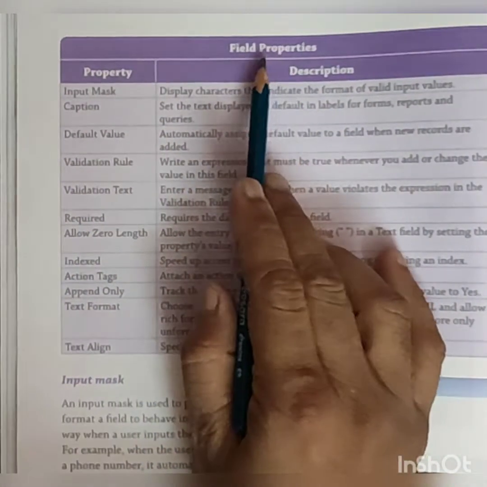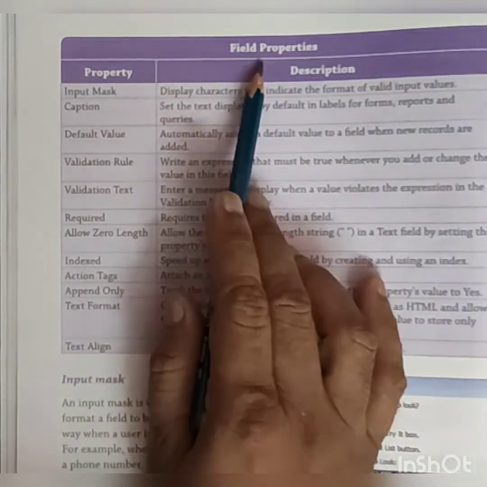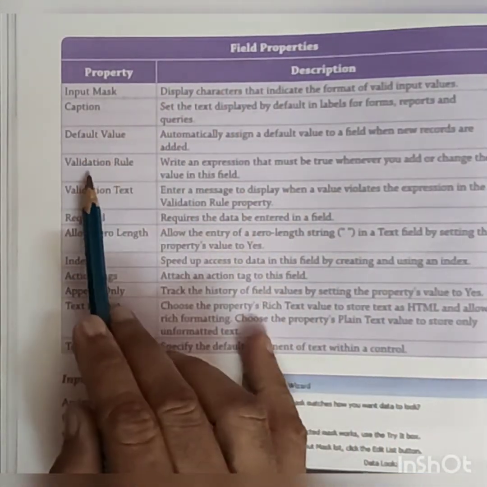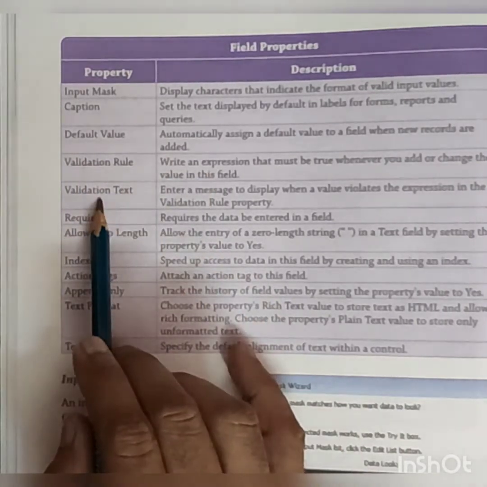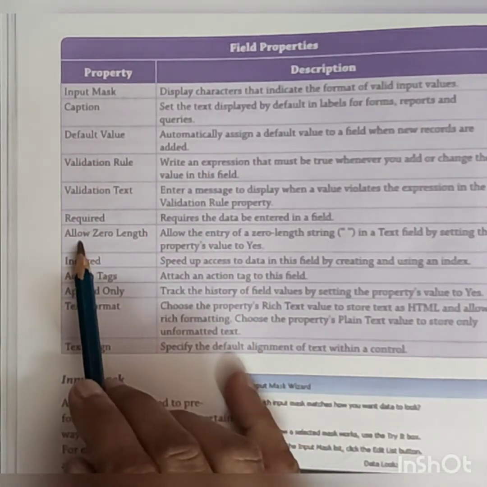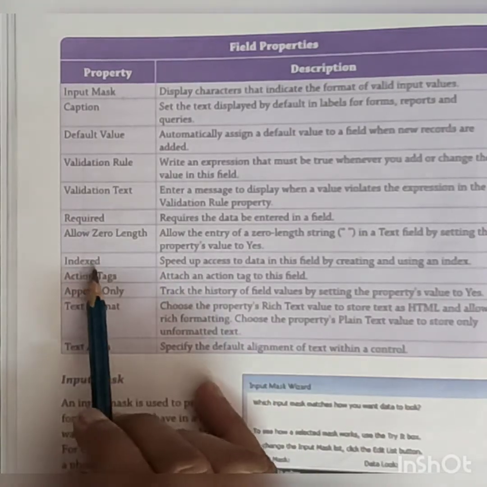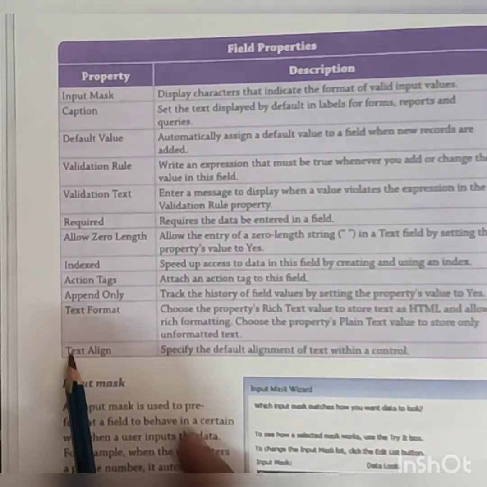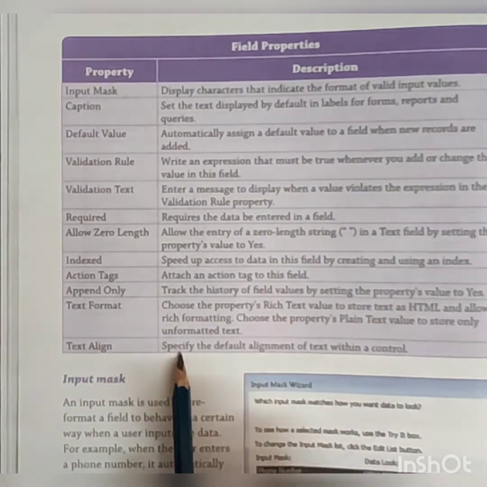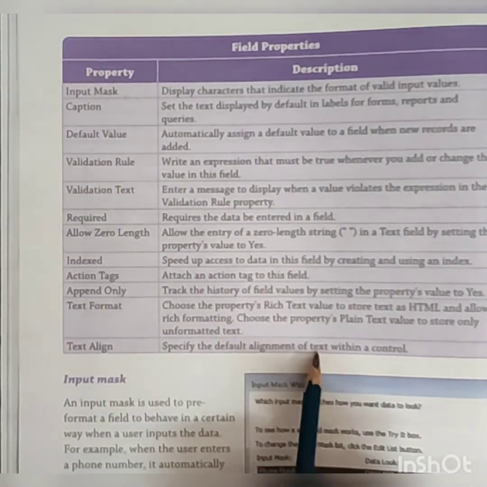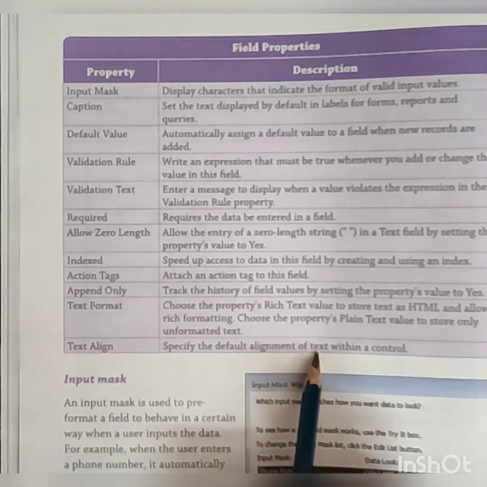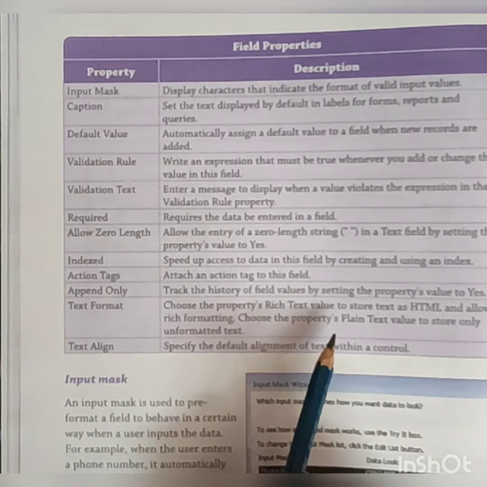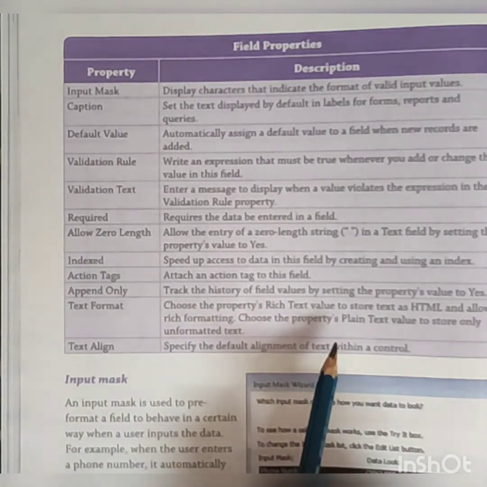In the same way, field properties: description is given, caption also given, default value, validation rules, validation text, required, allow zero length, indexed, action tag, append only, format, text align. Text align means specify the default alignment of text. It will be left, right or centered. We can select it. So students, please read the properties well so you can understand.